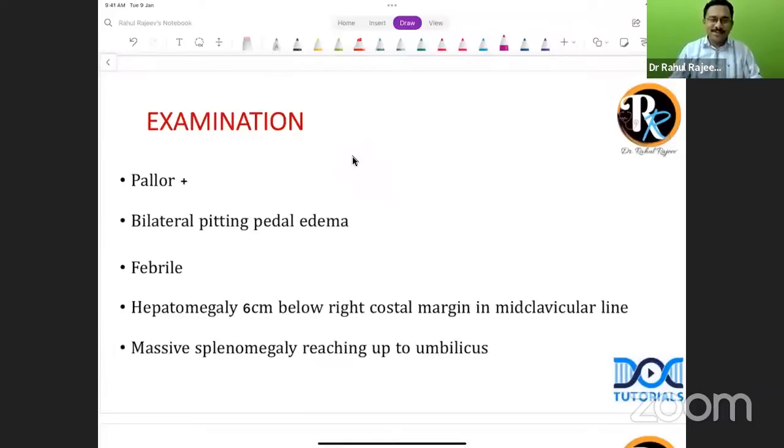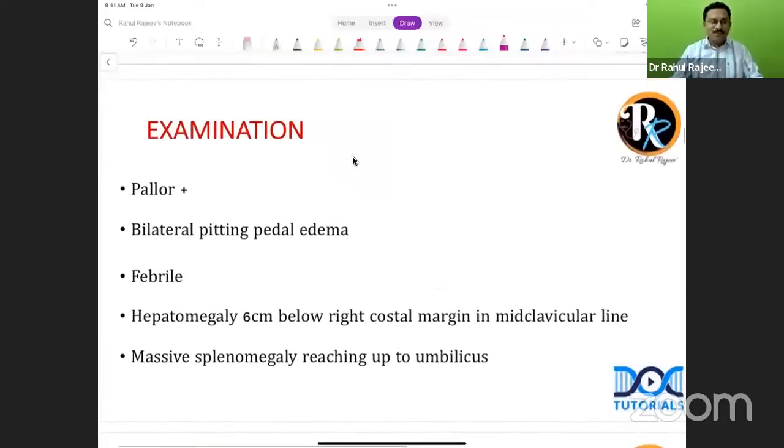Pallor was there. Bilateral pitting pedal edema. The patient was febrile. Hepatomegaly, 6 centimeters below the right costal margin in the midclavicular line. And there was a massive splenomegaly. And why do I say that? It's because the spleen is reaching up to the umbilicus. Okay, so what do you think right now, based on the examination findings?